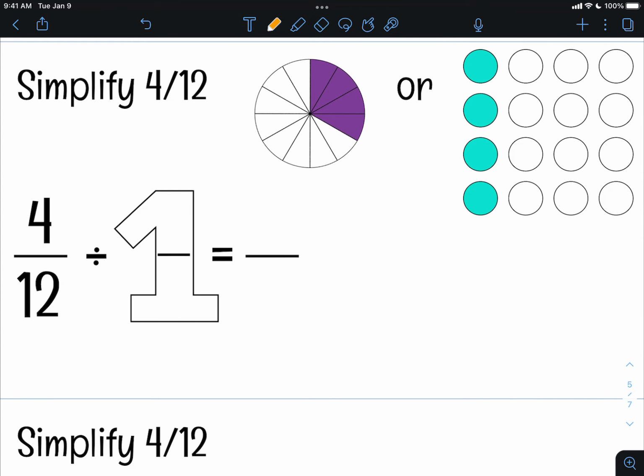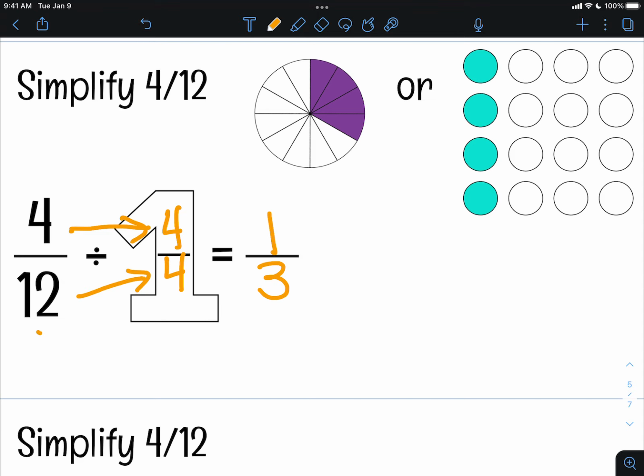4/12. We could divide these both by 4, or we could divide them both by 2. Let's try it both ways. Let's say we divide it by 4/4. 4 divided by 4 is 1, and 12 divided by 4 is 3.